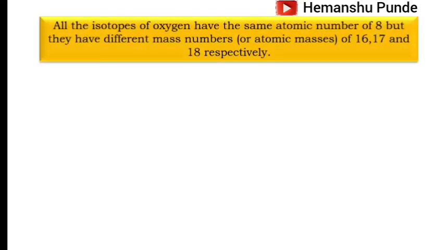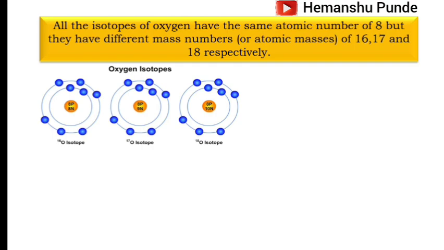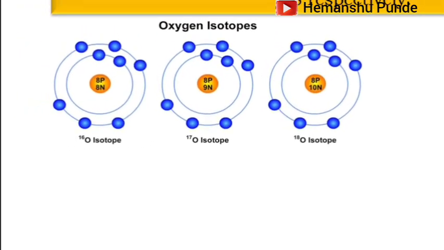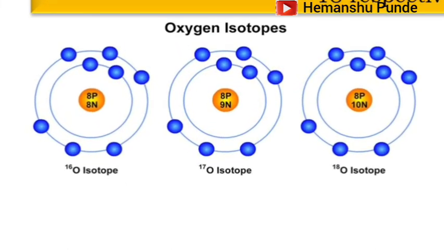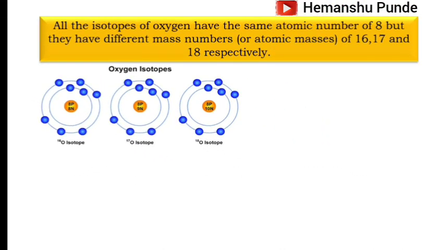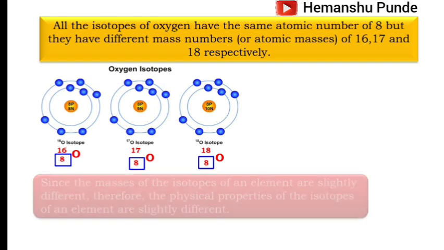All the isotopes of oxygen have the same atomic number 8, but they have different mass numbers or atomic masses 16, 17 and 18 respectively. It will be written like this: O16 isotope, O17 isotope, and O18 isotope. In all the isotopes, number of protons is 8, but number of neutrons is increasing, like 8, 9, and 10 respectively. So it will be 16O8, 17O8, and 18O8. So 8 is the same; it is the number of protons or atomic number.